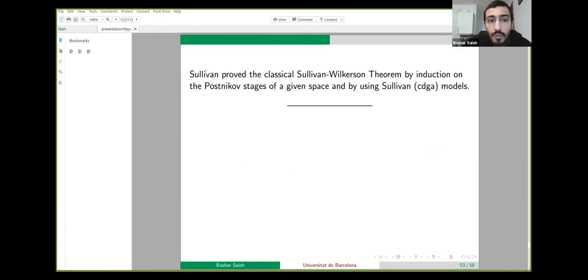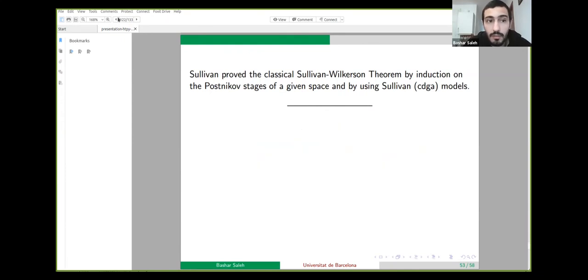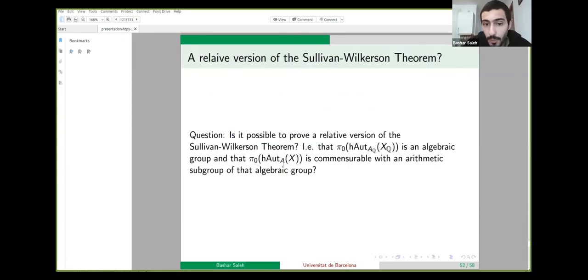Well, the way Sullivan proved the classical Sullivan-Wilkerson theorem was by induction on the Postnikov stages of a given space and by using his own models. However, Sullivan models behave, let's say, badly with respect to cofibrations. Here I have a cofibration from A into X.